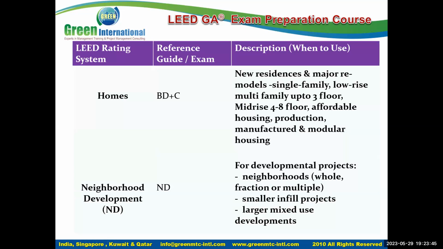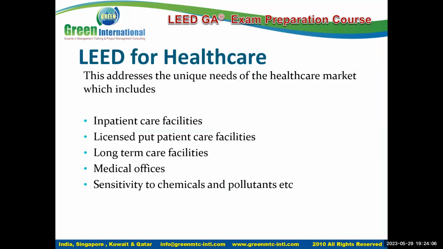The last is neighborhood development. For neighborhood development, again, it could include smaller infill projects, or larger mixed use areas or neighborhoods by itself. And we saw yesterday why it is evaluated separately, because it does not entail just one particular building, but a bunch of buildings, a neighborhood or a network of a few buildings together, etc.